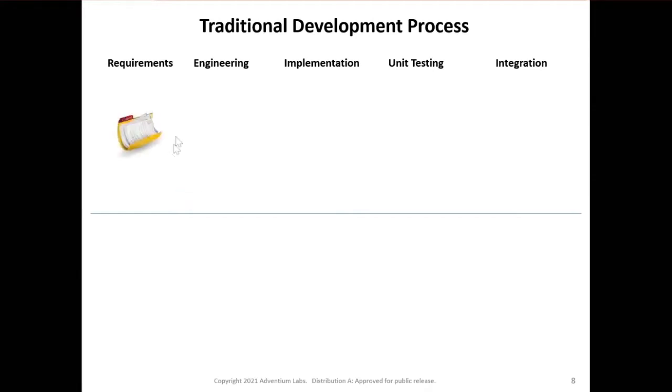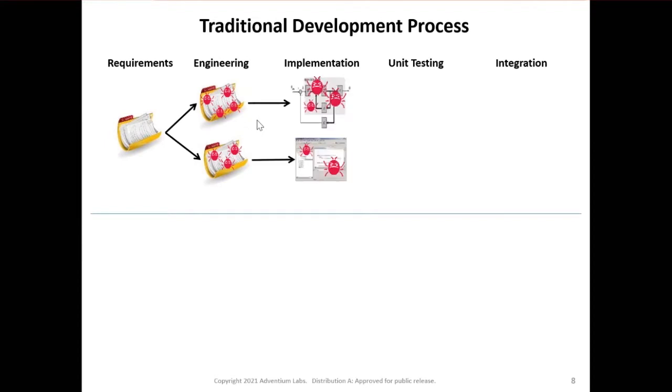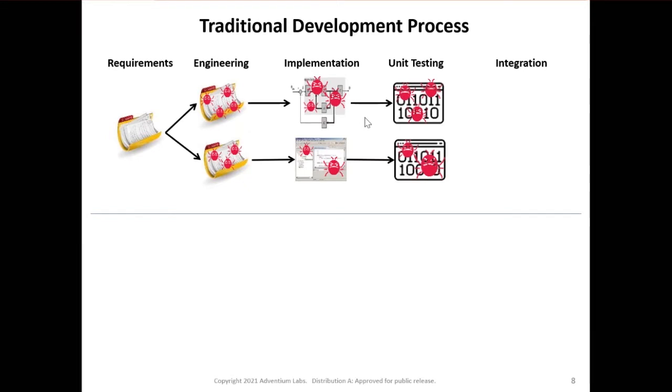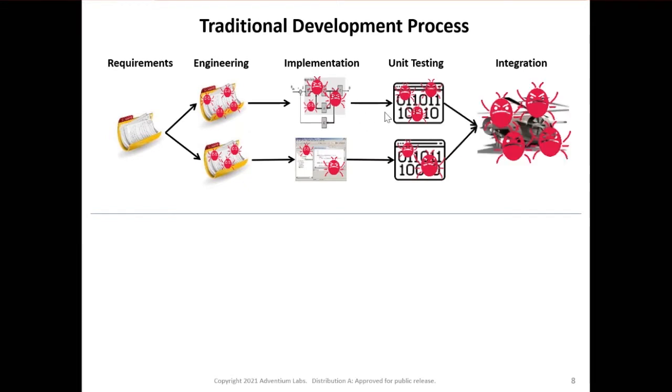First, we have a requirements task, followed by an engineering task, and there may be engineering for hardware components and software components. Even this early on, bugs can be discovered, which might require going back and redoing some of the engineering or some of the requirements. Moving on to implementation, we might discover more issues. Certainly in unit testing, we discover lots of issues. But the big problem occurs during integration, when we start finding big issues.